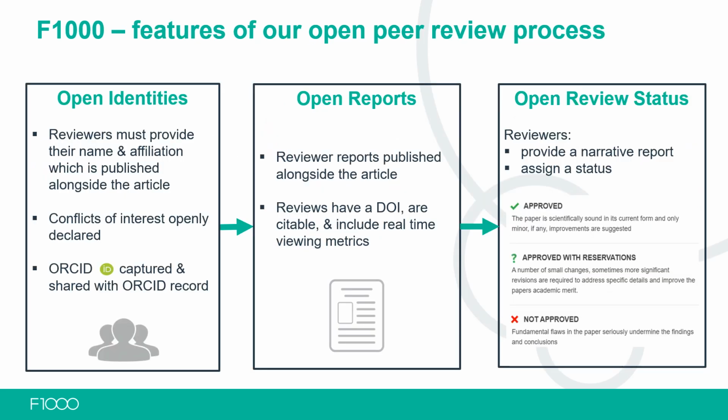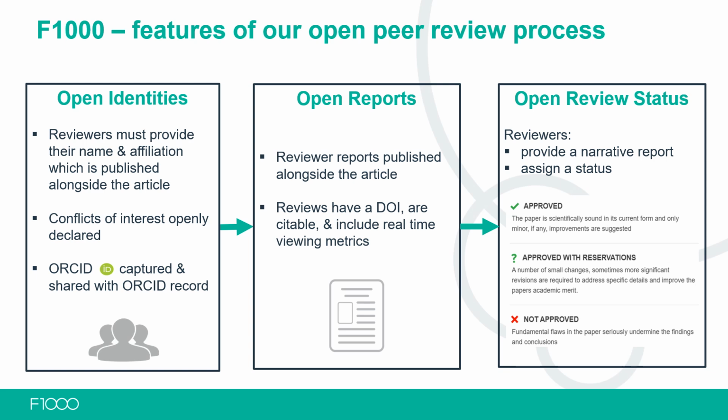Open peer review at F1000 has several unique features. It has open identities, meaning reviewers must provide their name and affiliation, which is published alongside the article. Conflicts of interest need to be declared openly, and ORCIDs are captured and shared. Reviewer reports are published alongside the article, and reviews have a DOI, are citable, and include real-time viewing metrics.